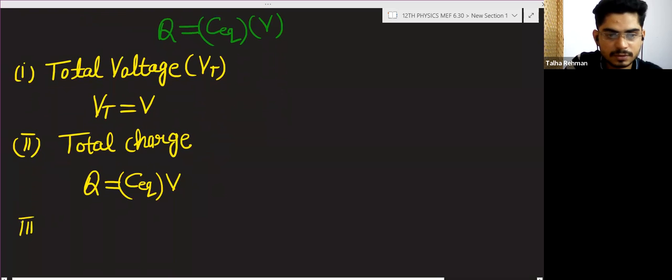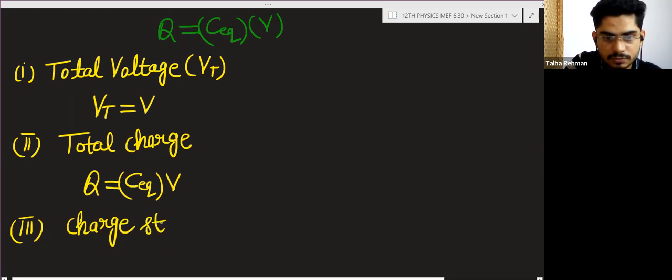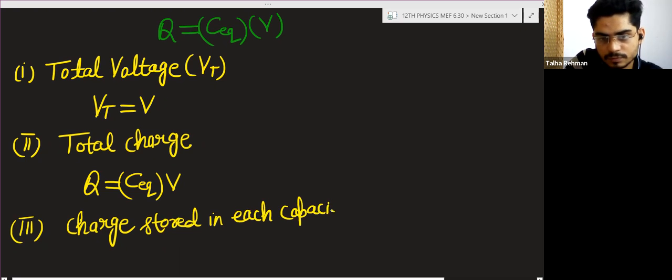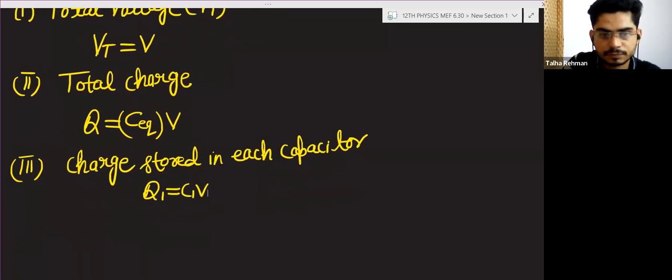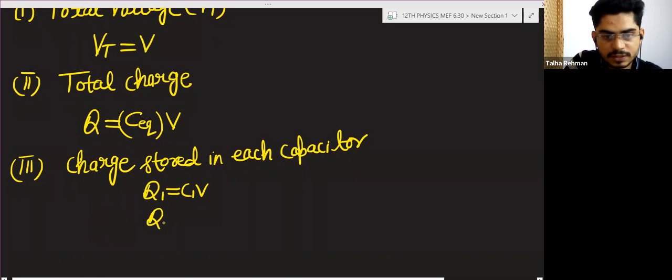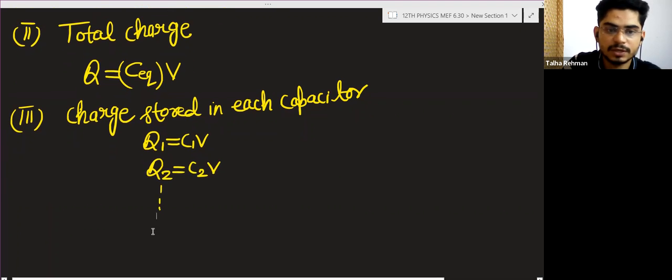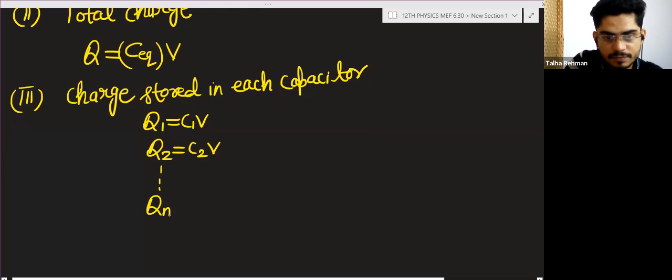Third is, if I want to calculate the charge stored in each capacitor, meaning Q1. Q1 is equal to C1 into V, because the potential difference is the same. Q2 is equal to C2 into V, and you can calculate like this. Or if there are n capacitors, Cn into V.